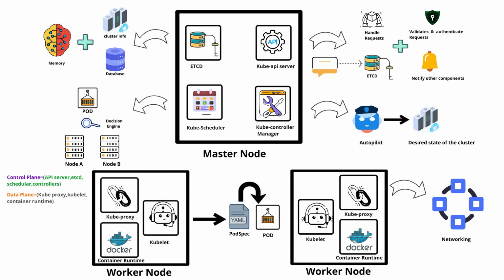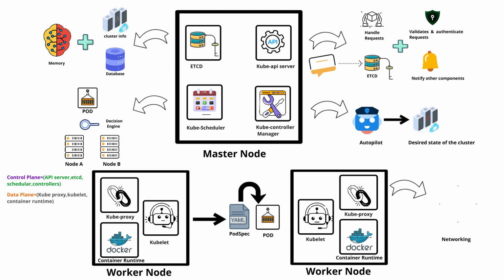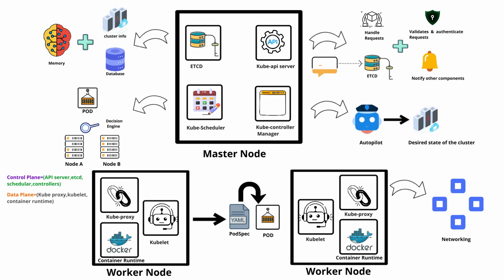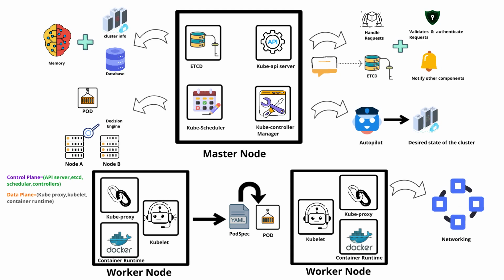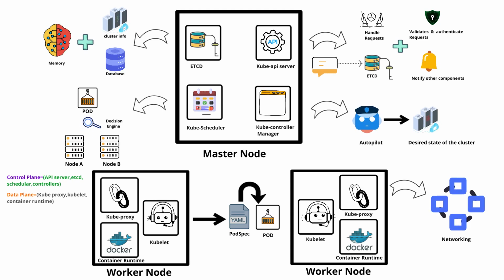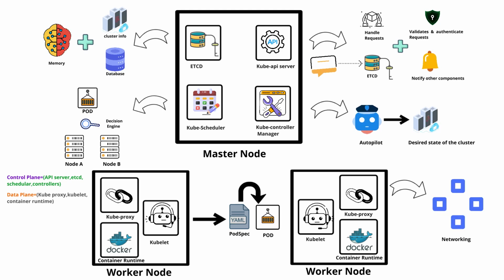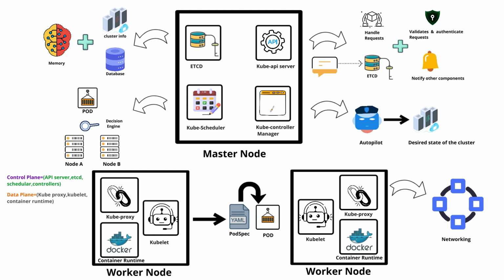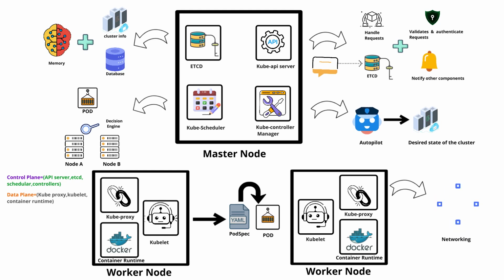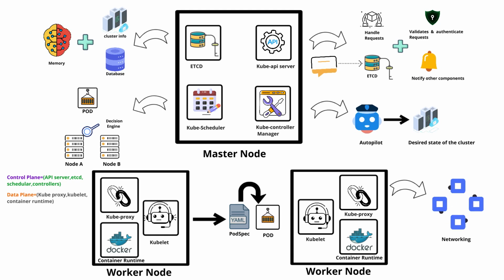But wait, what is the control plane and data plane in Kubernetes? Control plane consists of components like API server, etcd, scheduler, and kube controller manager, which are running on the master node. These components manage overall state and coordination of the Kubernetes cluster, whereas the data plane contains the components like kubelet, kube-proxy, and container runtime that are running on the worker node. And these components are responsible for running and managing application workload.